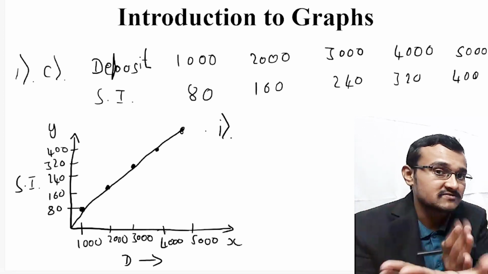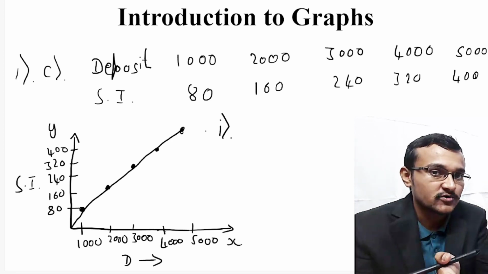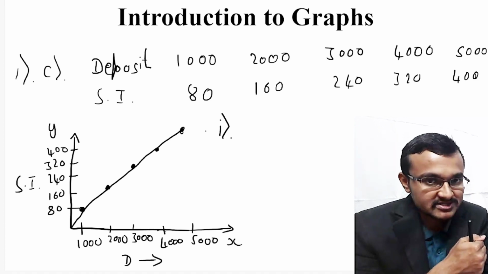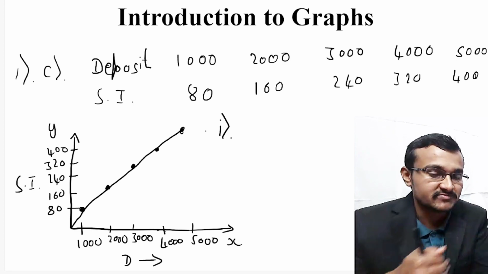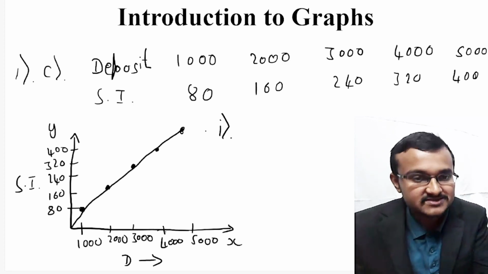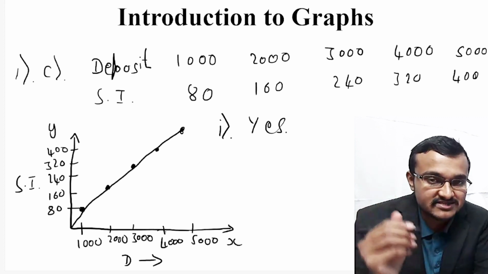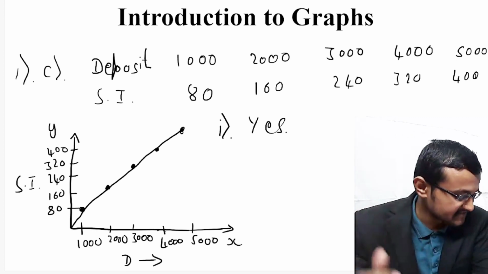When the deposit is 0 rupees, the interest will be 0. That means this particular graph is passing through the origin. And it has to pass through the origin, because at 0 rupees deposit, 0 will be the interest. So the answer for this first question is yes, the graph is passing through the origin.